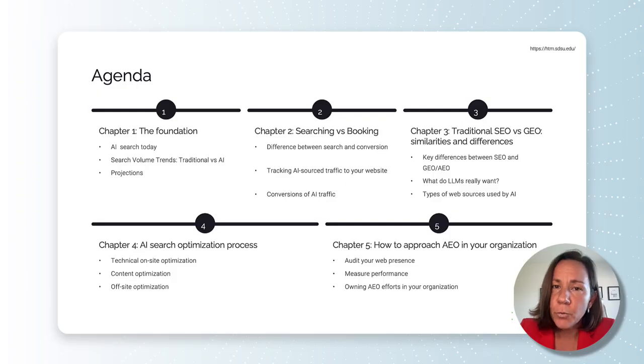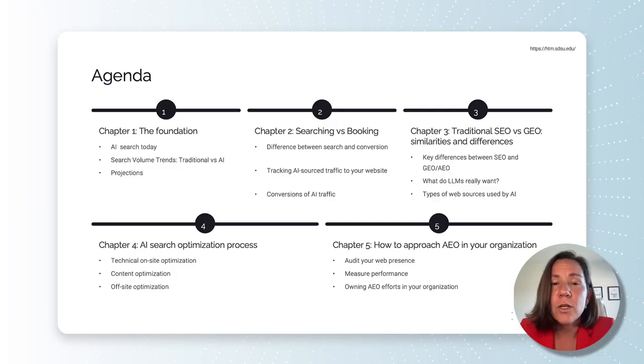In Chapter 2, we will talk about the huge difference between search and actual transaction, and also discuss how to measure AI traffic coming to your website. Chapter 3 will dive into how AI search differs from traditional SEO and review those prioritization parameters that are critical to optimizing your content for AI platforms.